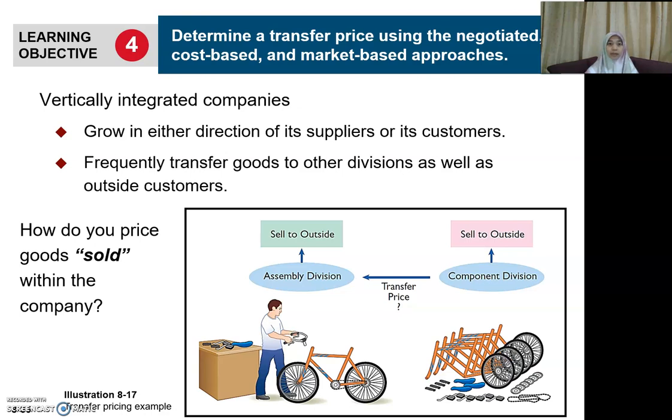Okay, Bismillahirrahmanirrahim. Now let's look at the fourth one, that is looking at the transfer price. So determine a transfer price using negotiated, cost-based and market-based approaches.